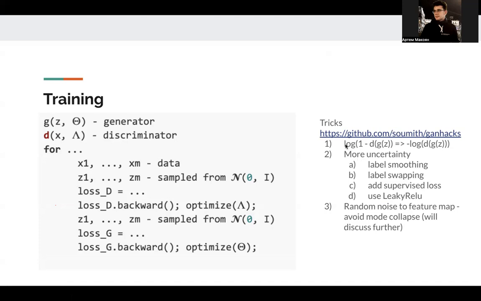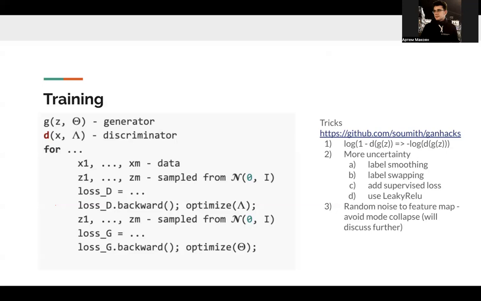First is to replace the logarithm of 1 minus discriminator with minus the logarithm of discriminator. In fact, they are very similar, because we can show that if D decreases here and here, the result goes in the same direction. And if D increases, they're very similar, but the right part is more stable. It makes training more stable because it has better gradients. So we should use it.